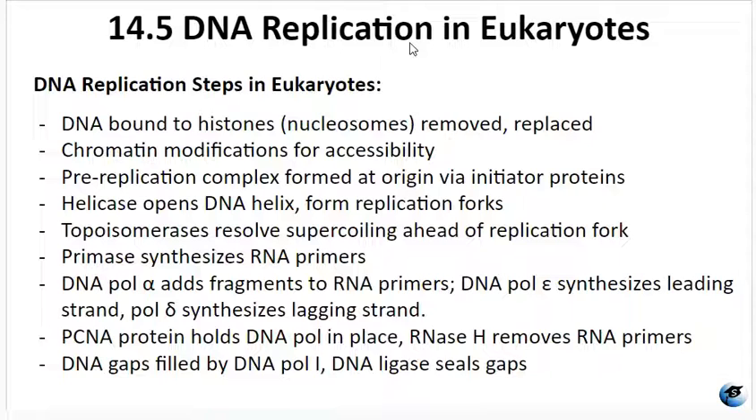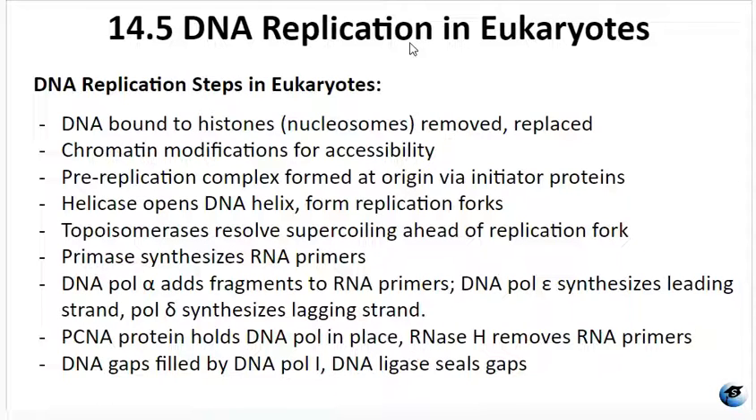At the replication origin, a pre-replicative complex is formed with initiator proteins, followed by the recruitment of helicase and other proteins. Now, the helicase unwinds the DNA helix and forms replication forks at each origin. Supercoiling ahead of the forks is resolved by topoisomerases. Primers are created by primase, allowing DNA polymerases to initiate synthesis. Okay, so that's very similar to what we saw in prokaryotes. Now we have different DNA polymerases to deal with. Three major DNA polymerases, alpha, delta, and epsilon, are involved.